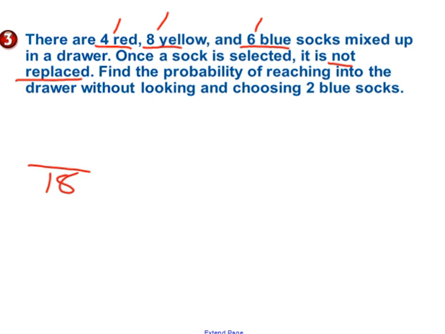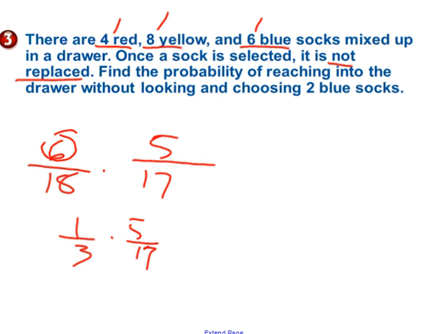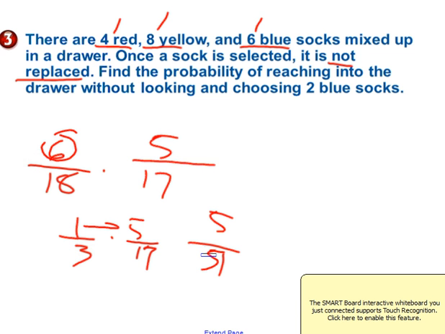And I want to reach in there and know the probability of drawing a blue sock. So I've got 6 out of 18, or that's 1/3. Then after I draw that, the probability of reaching in and drawing another one, there's only 5 left. So there's 5 blue socks, and there's only 17 socks to choose from. So there's a 5 out of 17 chance of drawing the second blue sock. So I've got numerators, 5 times 1 is 5. Denominators, 3 times 17 is 51. So 5 out of 51 is the probability of drawing my second blue sock.